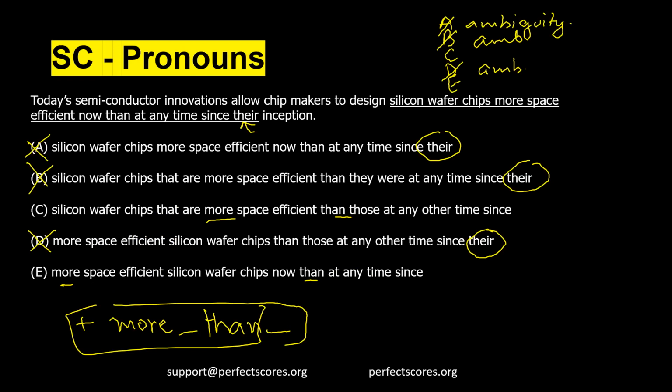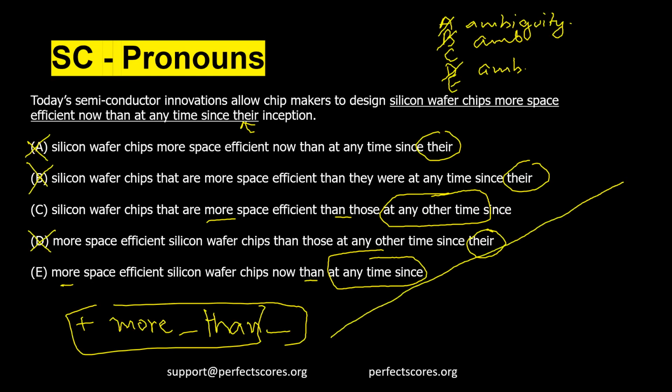So basically it says, today's innovations allow the makers to design silicon chips that are more space efficient than those at any other time. Now, can you notice a difference here between "any other time" versus "any time"? Which one do you think is correct? Is it C or E? E. Okay, so let me give you a separate example to highlight the differences between both of them.